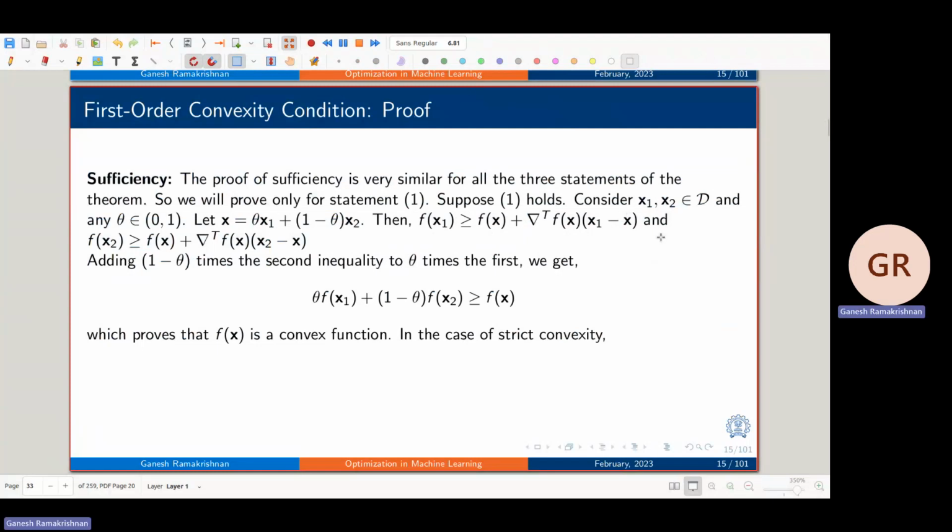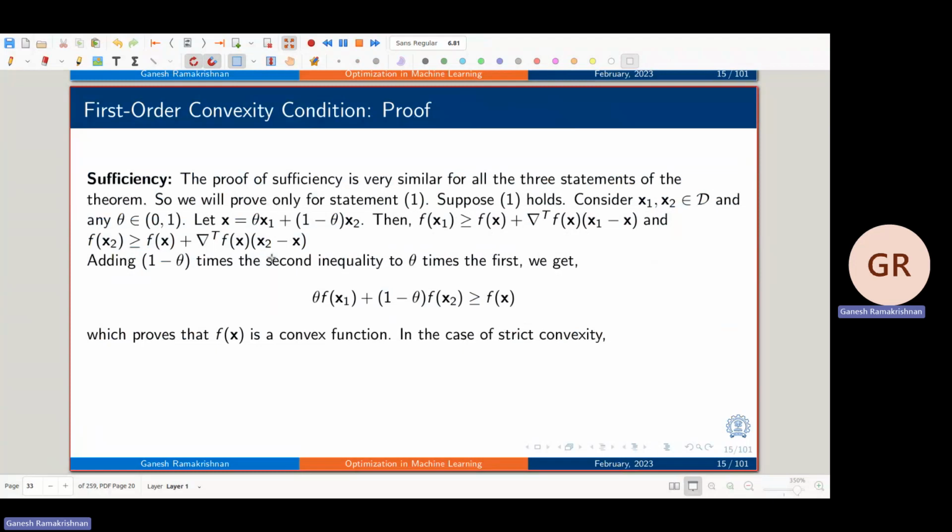X minus x, so this x will disappear. When you take theta of this plus 1 minus theta of this, you'll find that this x disappears. X will get cancelled out. So this inequality is very easy. And if you add strict inequality, you will get strict inequality. The strict inequality will be maintained.